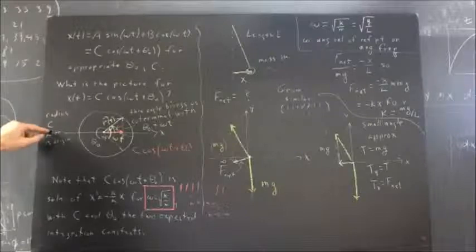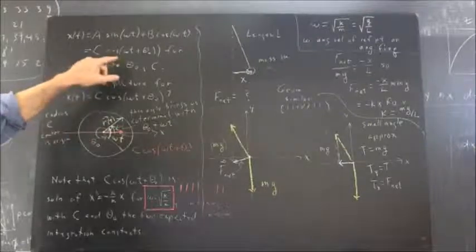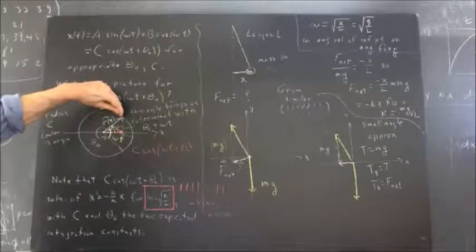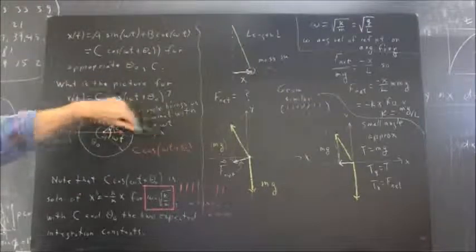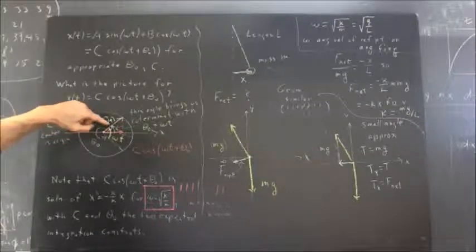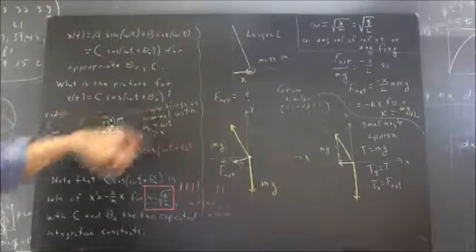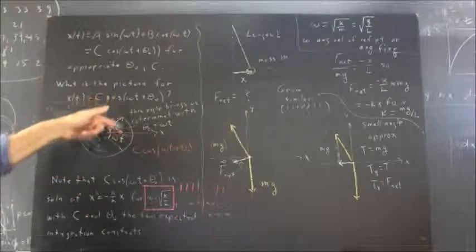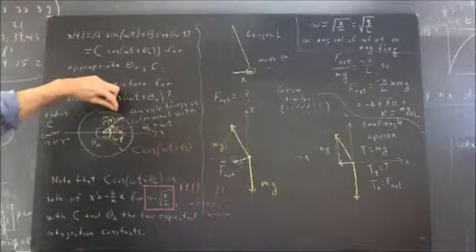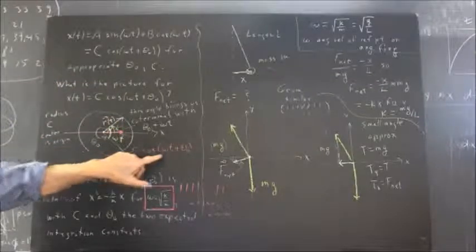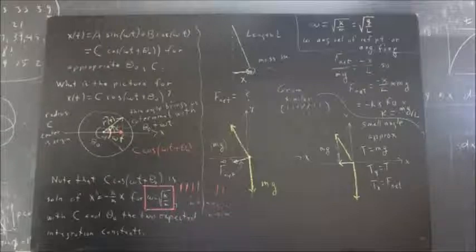Circle of radius c, cosine of omega t plus theta naught is just going to be our projection of this r of t vector onto the x-axis. So here's our angle that's coterminal with theta naught plus omega t. Cosine of that angle is what we're going to use to project this point down to here. So now this point is c cosine of omega t plus theta naught.